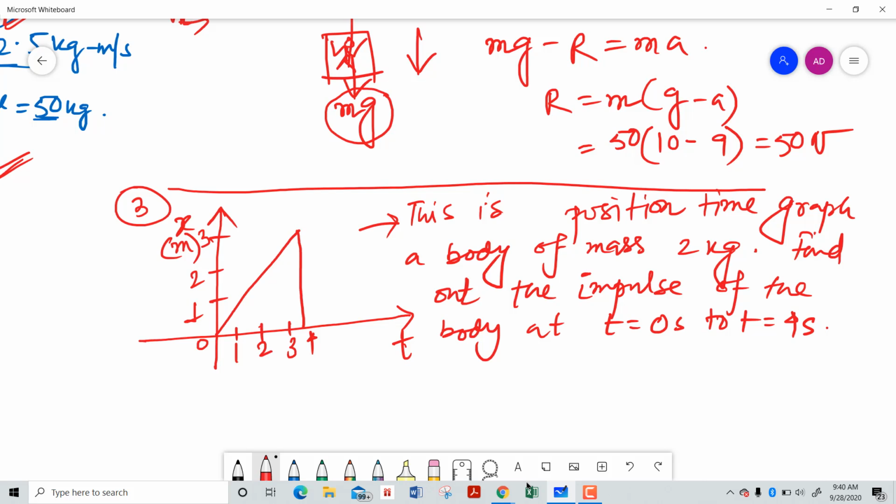So in this case, it is actually the position time graph of a body of mass 2 kg, right? Here in this case, we have not been given any kind of force. So what can be the force that is responsible for its motion? And what is the definition of impulse?